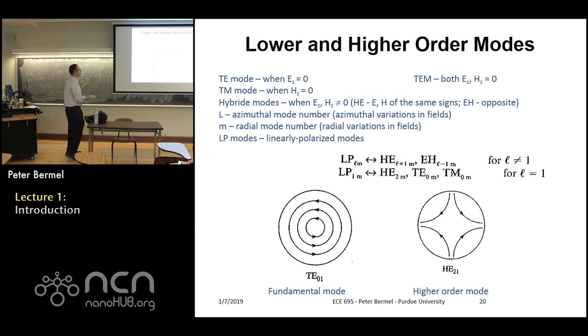And then these LP modes are linearly polarized. Sometimes these linearly polarized modes can be mapped onto a pair of HE and EH modes, depending on whether L, the azimuthal quantum number as you go around the fiber, is 1 or above 1.